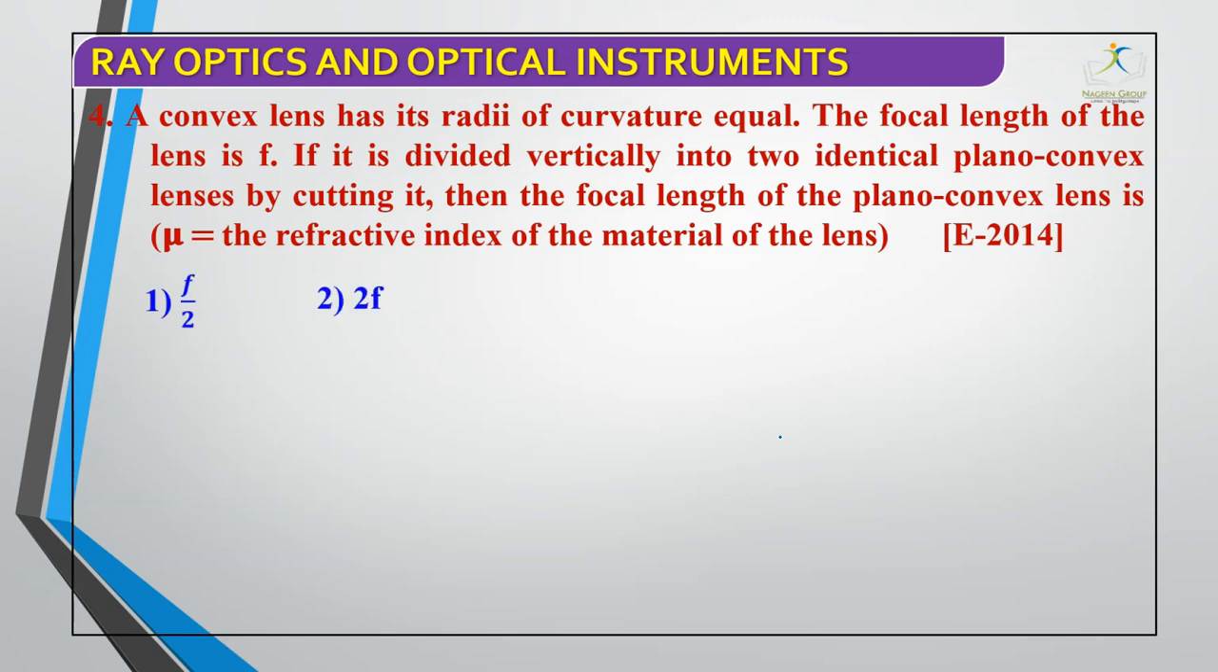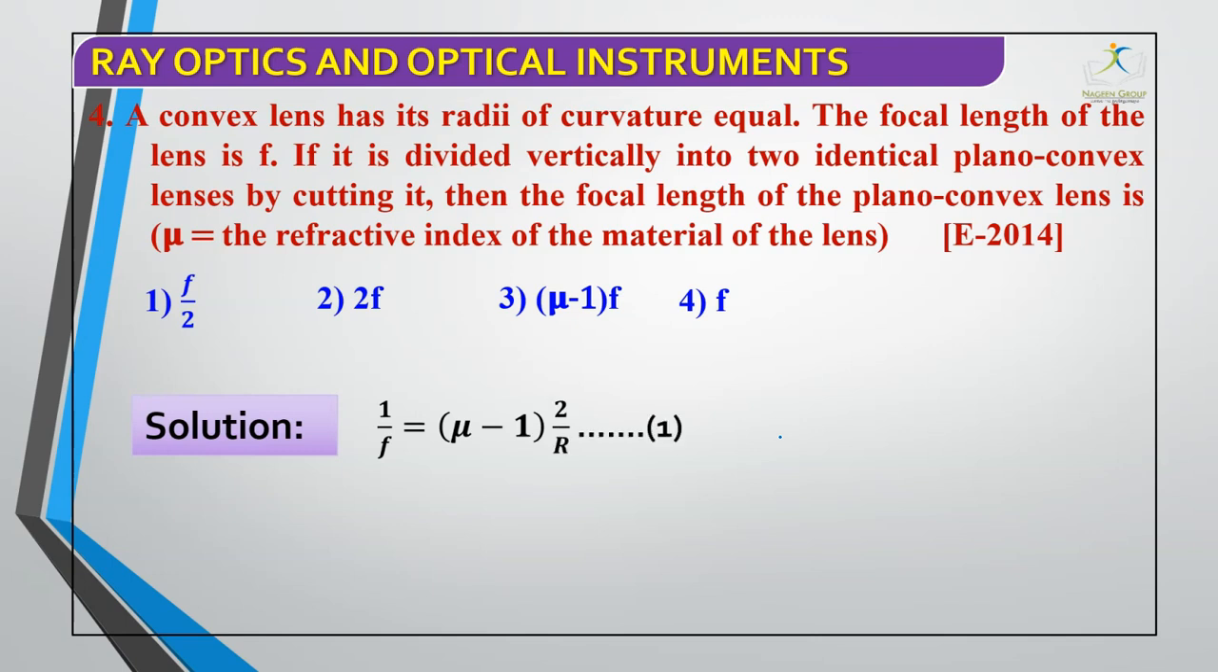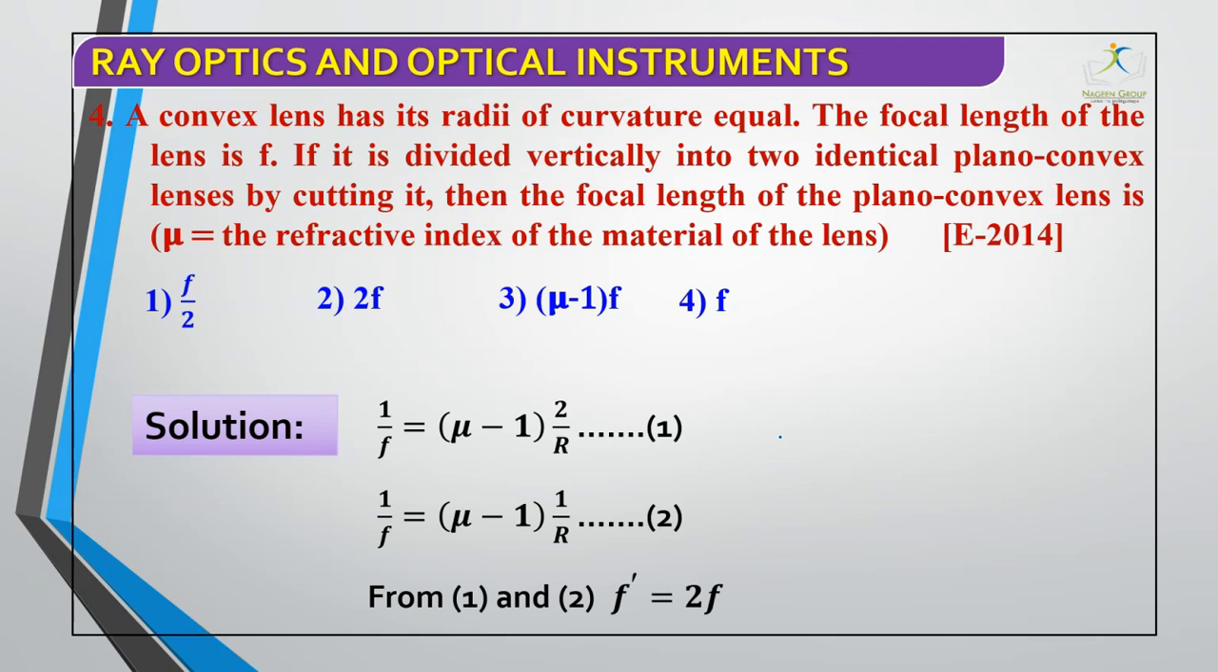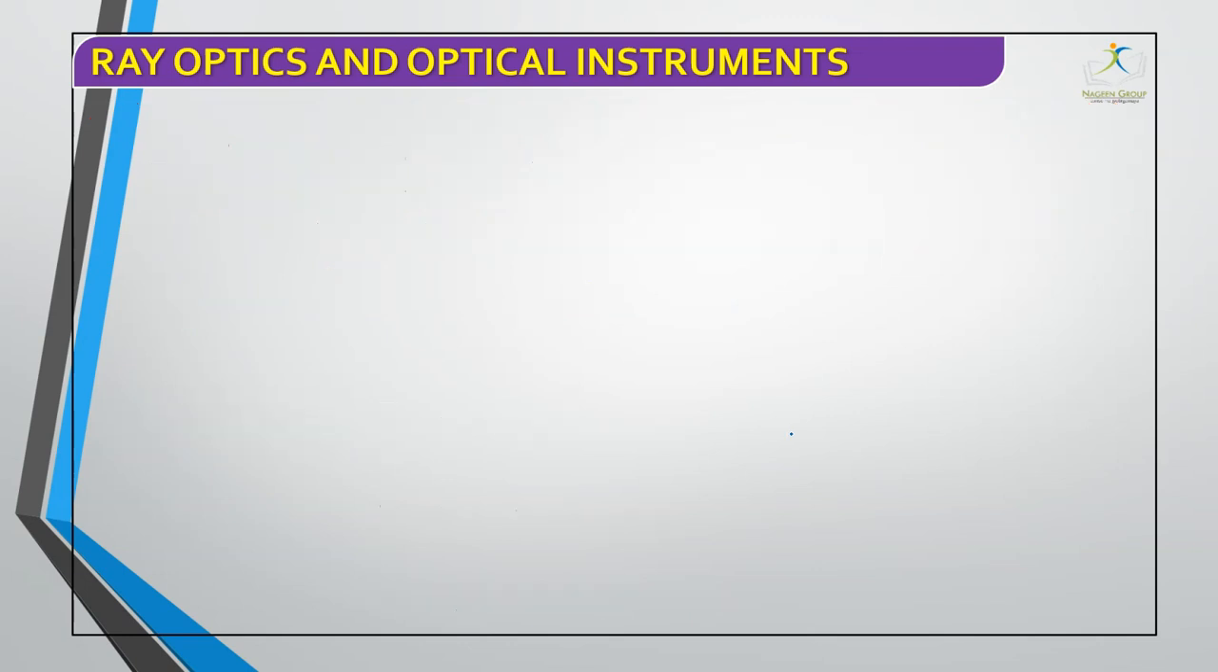The options are given here: f by 2, 2f, (mu minus 1) times f, and the fourth one is f. Let's move with the solution part. We apply 1 by f is equal to (mu minus 1) times 2 by r, and again 1 by f is equal to (mu minus 1) times 1 by r. If we divide the first by the second, we get the result f prime is equal to 2f. According to this, the correct option is option 2.